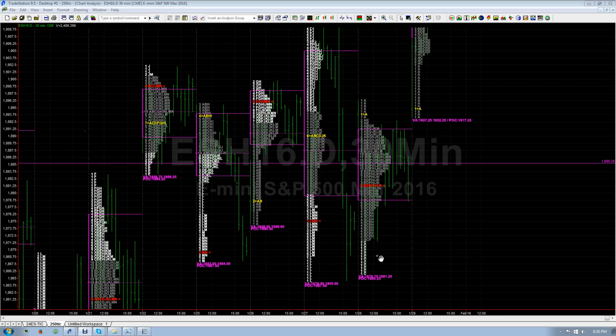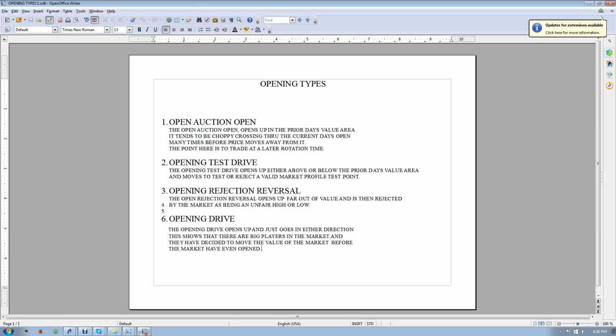Okay, for lecture 3, I'd like to talk about opening types. And there's 4 different opening types. There's an open auction open, and that open usually opens up within the prior day's value area.